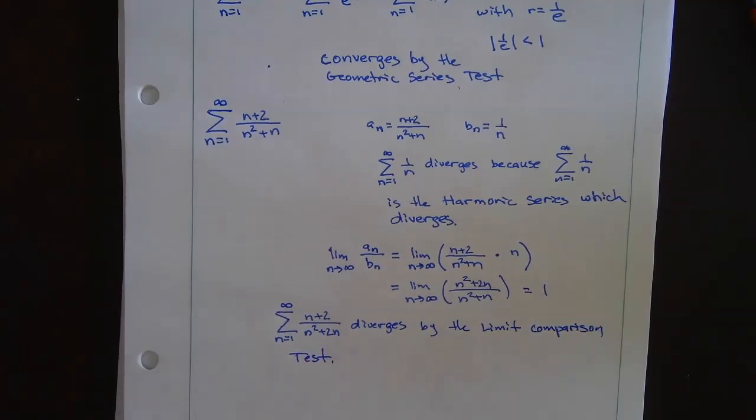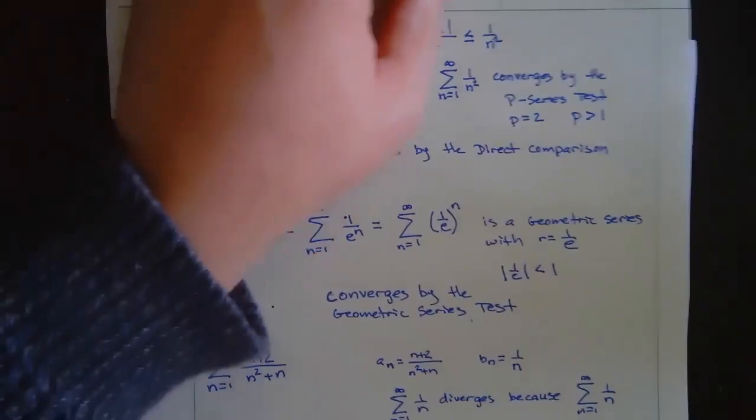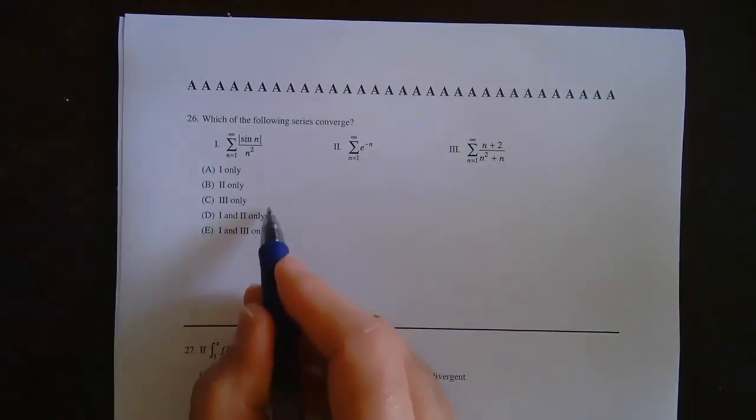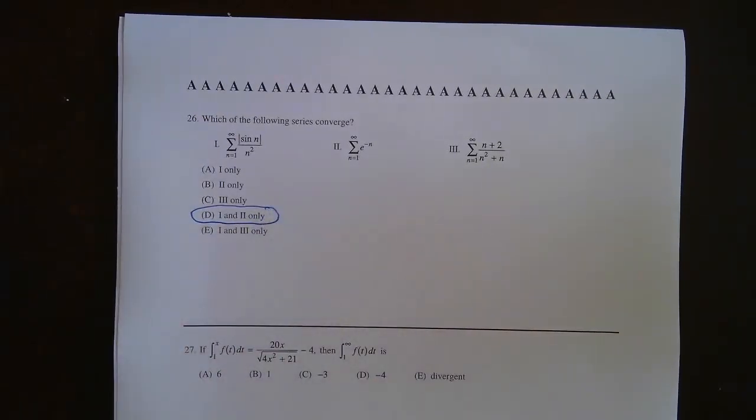Okay, so it's 1 and 2, those are the only two that will converge, okay? So I'm going to go back to the multiple choice part of this. And so the correct answer would be D. Okay, let's go to 27.